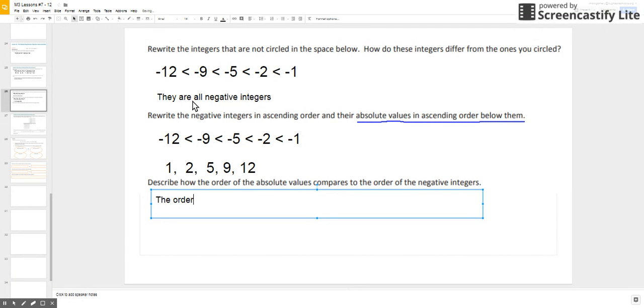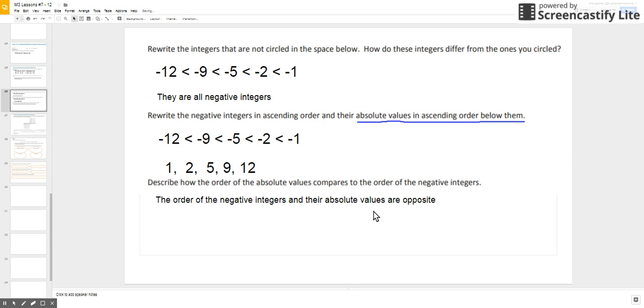of the negative integers and their absolute values are opposites, or an opposite order. The order of the negative integers and their absolute values are opposites.